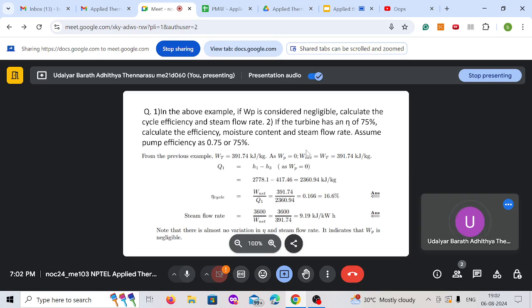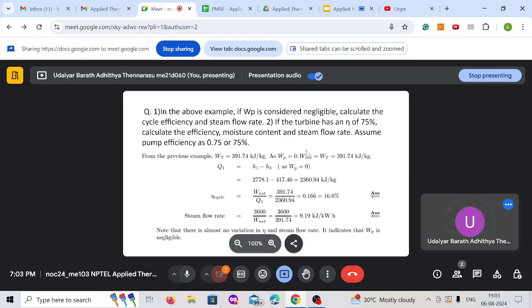Now the next problem is a combined problem with the previous one. In the above example, if the pump work is considered negligible, calculate the cycle efficiency and steam flow rate. We know how to find out the cycle efficiency and steam flow rate. There we used the pump work, but here we are considering it negligible, so we'll see how much that is affecting.